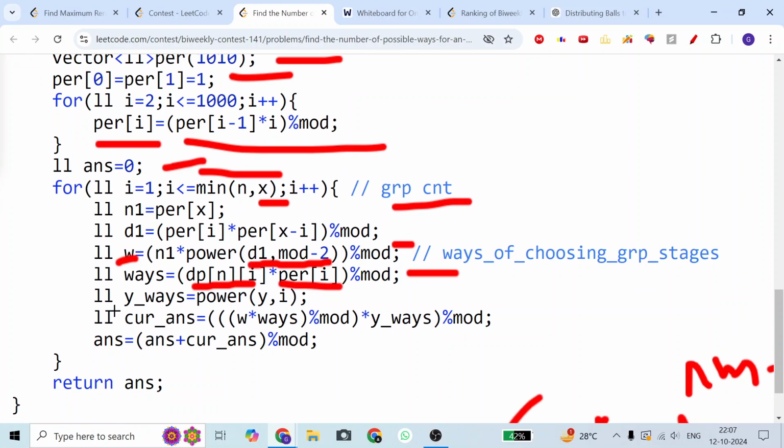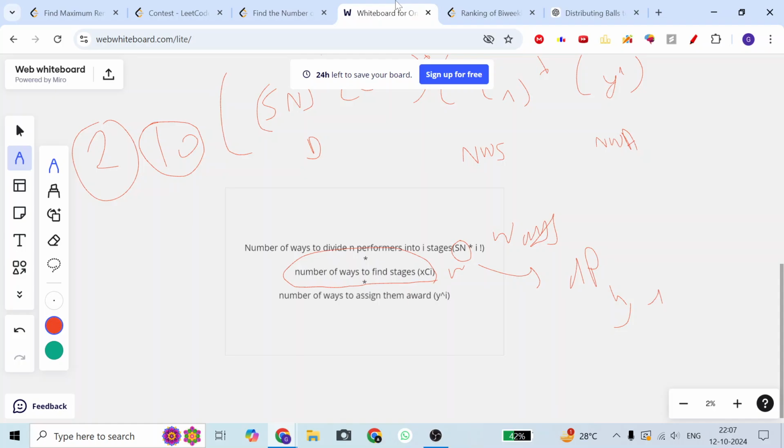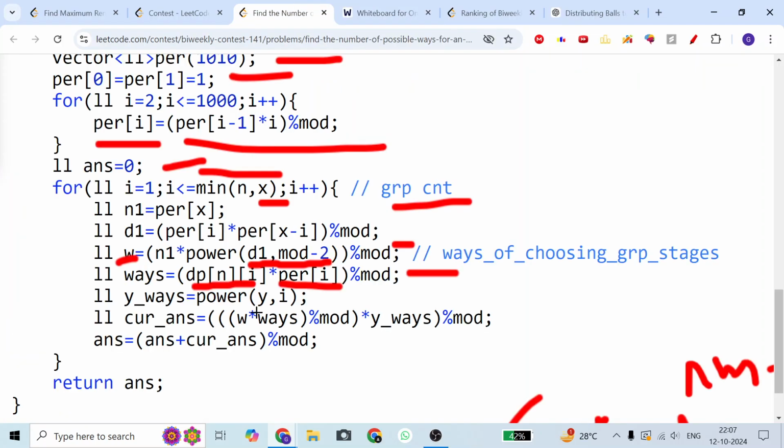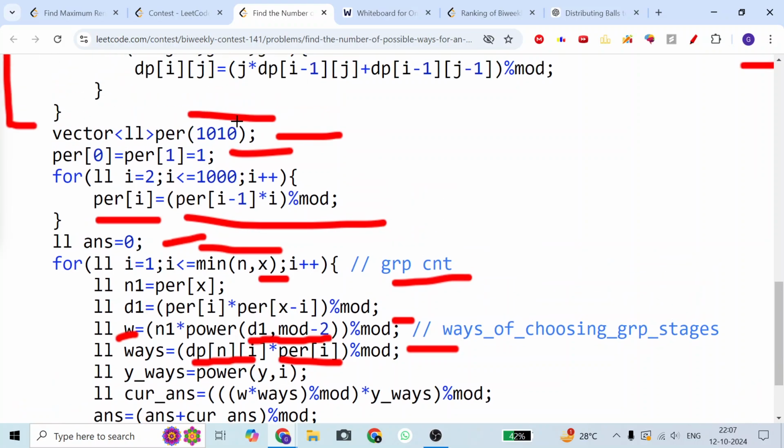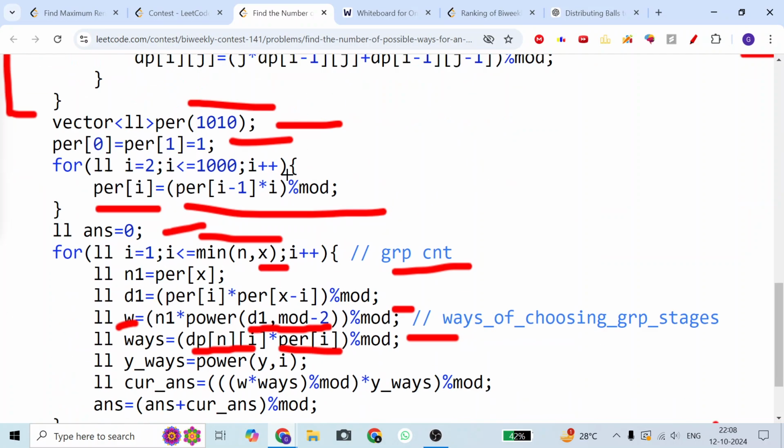Now what is my y ways? Y ways is to assign scores to avoid the bands. How many ways? y to the power i ways. The power function will calculate y raised to the power i with modulo 1e9+7.